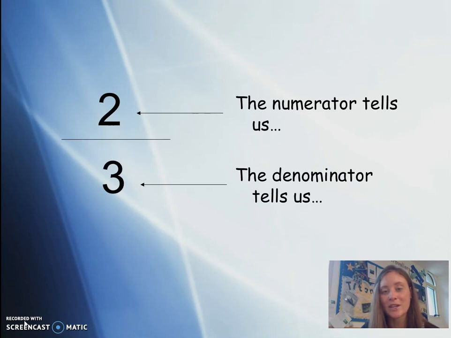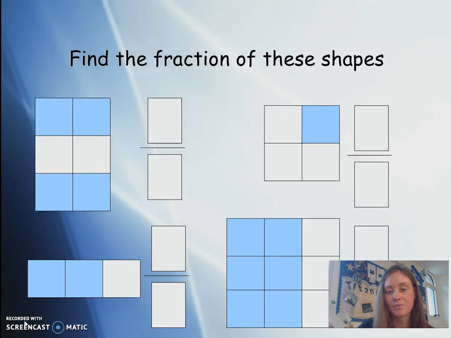So a quick recap. The numerator tells us how many parts are in our fraction. The denominator tells us how many equal parts there are in our whole shape. Last thing before you go, can you find the fraction of these shapes?